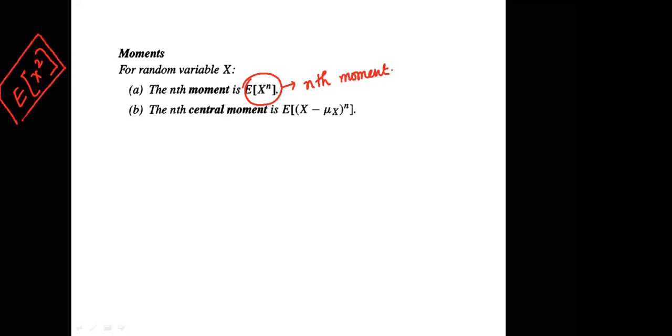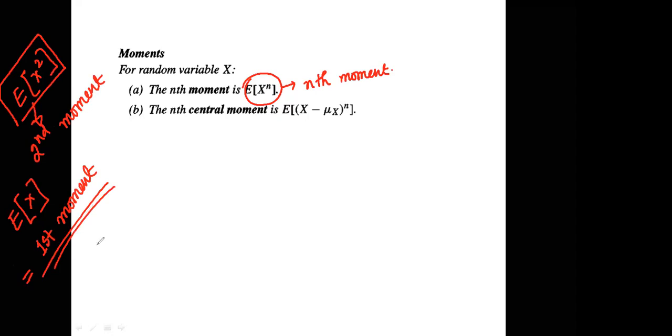Now I just told you what is moment, and we were talking about E of x square. This is another kind of moment. When you're talking about E of x to the power n, then we are talking about the nth moment. When I'm talking about E of x square, this is the second moment. When I'm talking about the expected value of x, this is the first moment.